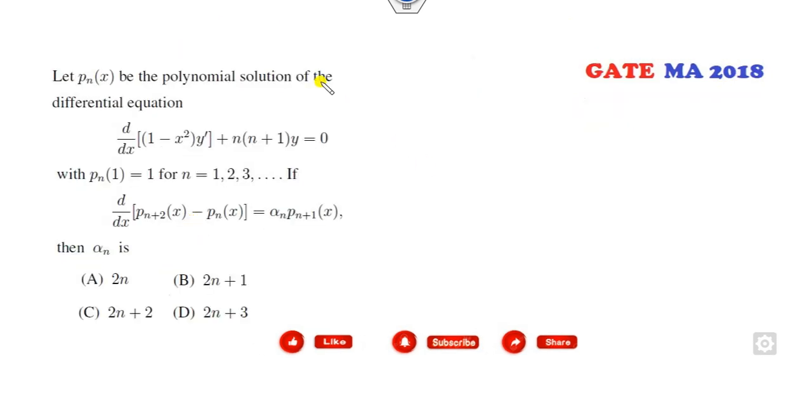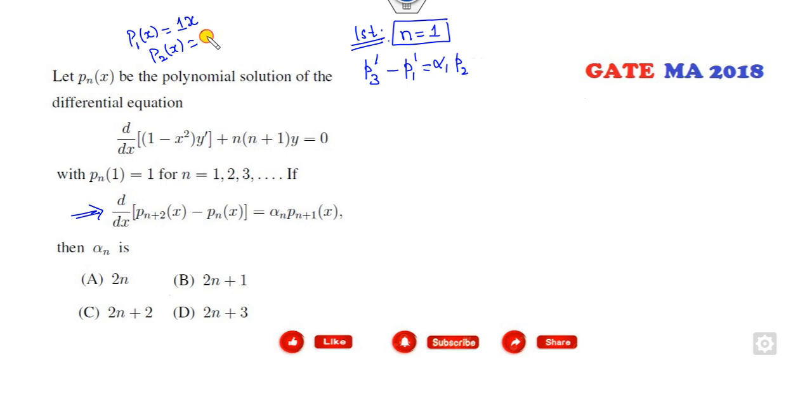Look at the next question. The Legendre polynomial is here, P1 of x is this, and you have to find the value of alpha n. Very simple. I will tell you two different approaches. Choose n is equal to 1. Then this equation will be P3 dash minus P1 dash is alpha 1 of P2. And we all know P1 of x is x, P2 of x is (3x square minus 1) over 2, and P3 of x is (5x cube minus 3x) over 2.